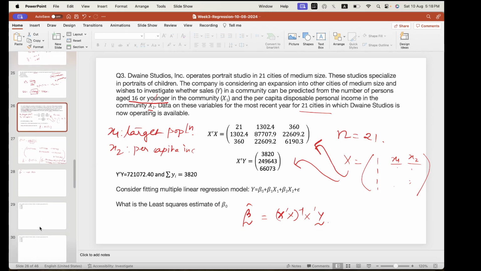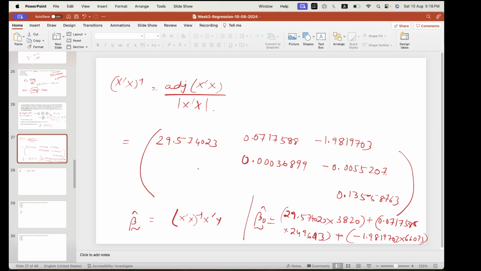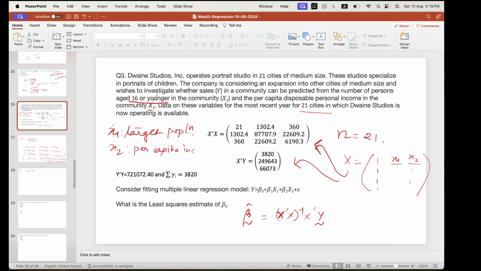Now moving on, what is the least square estimate of beta 1? So same thing, beta 1 hat will be second row into second column. Now this is actually a symmetric matrix. So here we would have 0.0717588. Here we would have minus 1.9819703. Here we would have minus 0.0055207. Okay, so second row multiplied by second column would give me how much? Would give me beta 1.